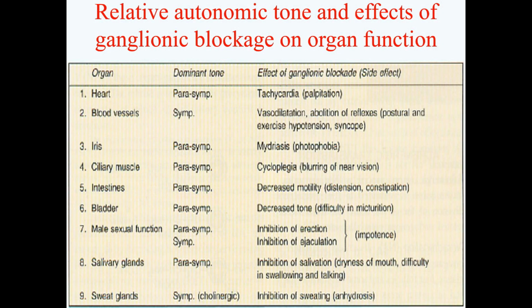This table explains relative autonomic tone and effects of ganglionic blockade on organ function. For example, organ heart, dominant tone parasympathetic, effect of ganglionic blockade will be tachycardia. Blood vessels, dominant tone sympathetic, effect will be vasodilation, abolition of reflexes. Iris, dominant tone parasympathetic, effect will be mydriasis. Ciliary muscle, dominant tone parasympathetic, effect will be cycloplegia, and others.